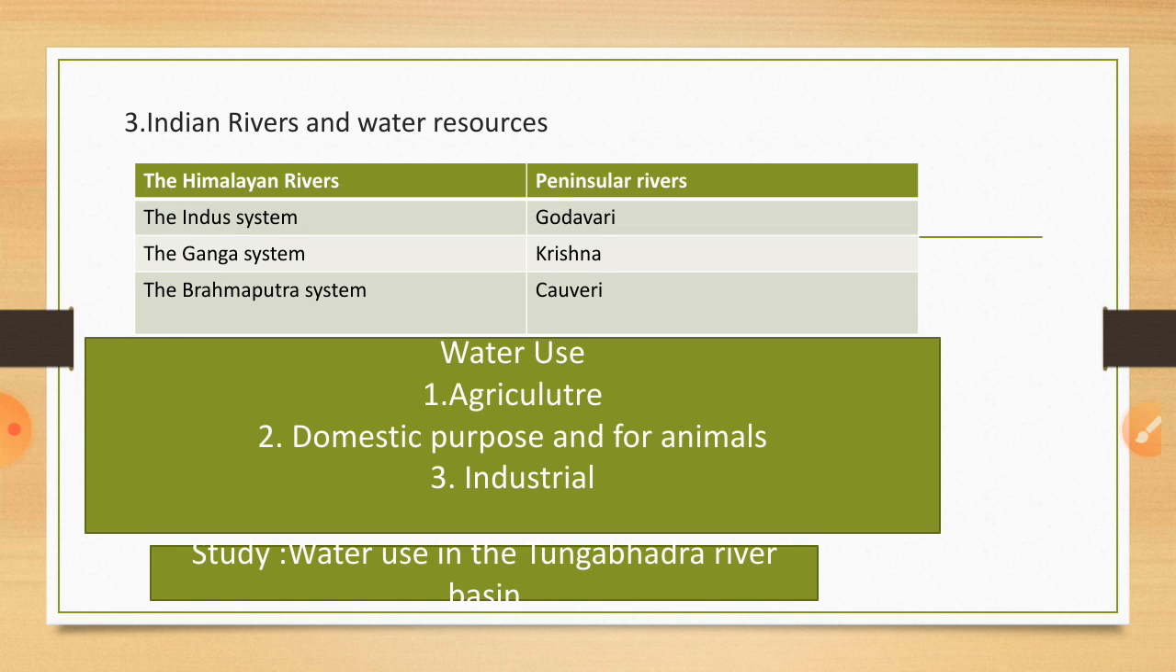And then after water use, the Tungabhadra river basin: Tungabhadra is a tributary of the Krishna, which shares its water with three states. And these three states get benefited in the form of irrigation for farming their lands, and they are Telangana, Andhra, and Karnataka.